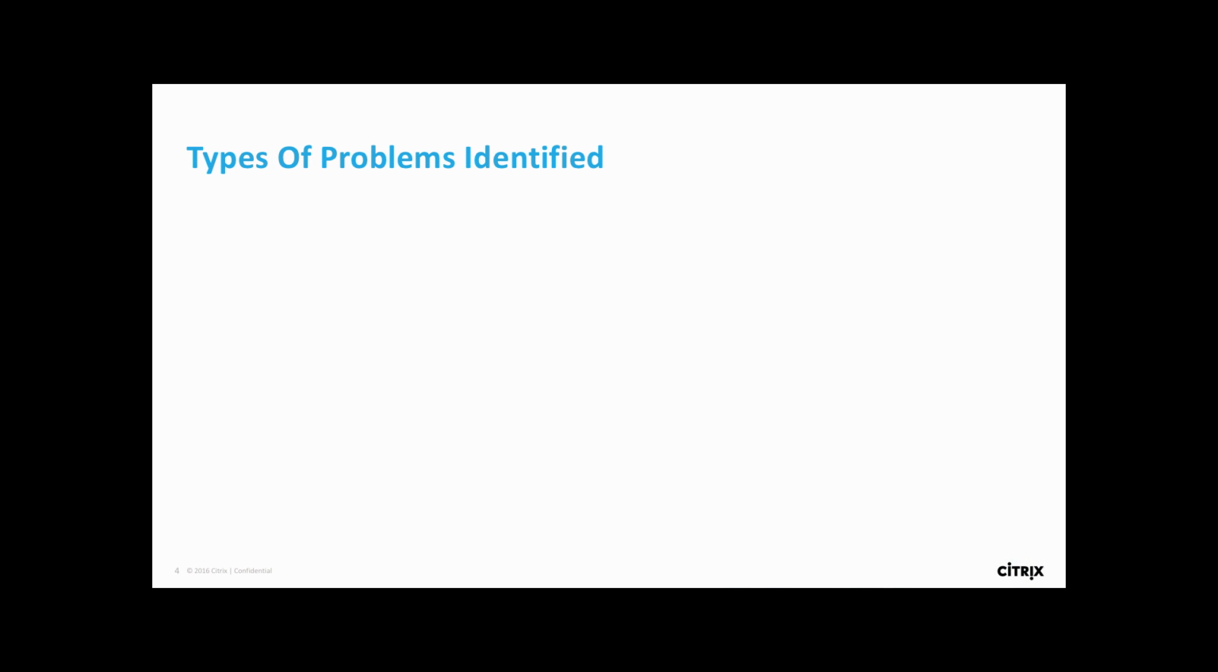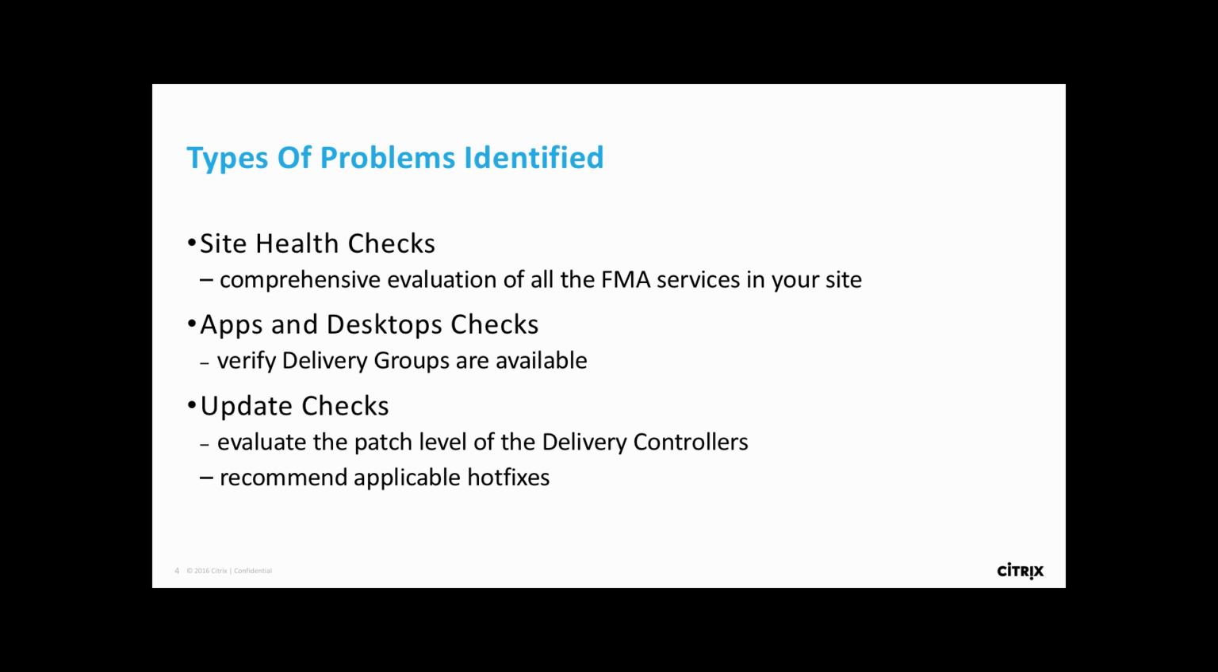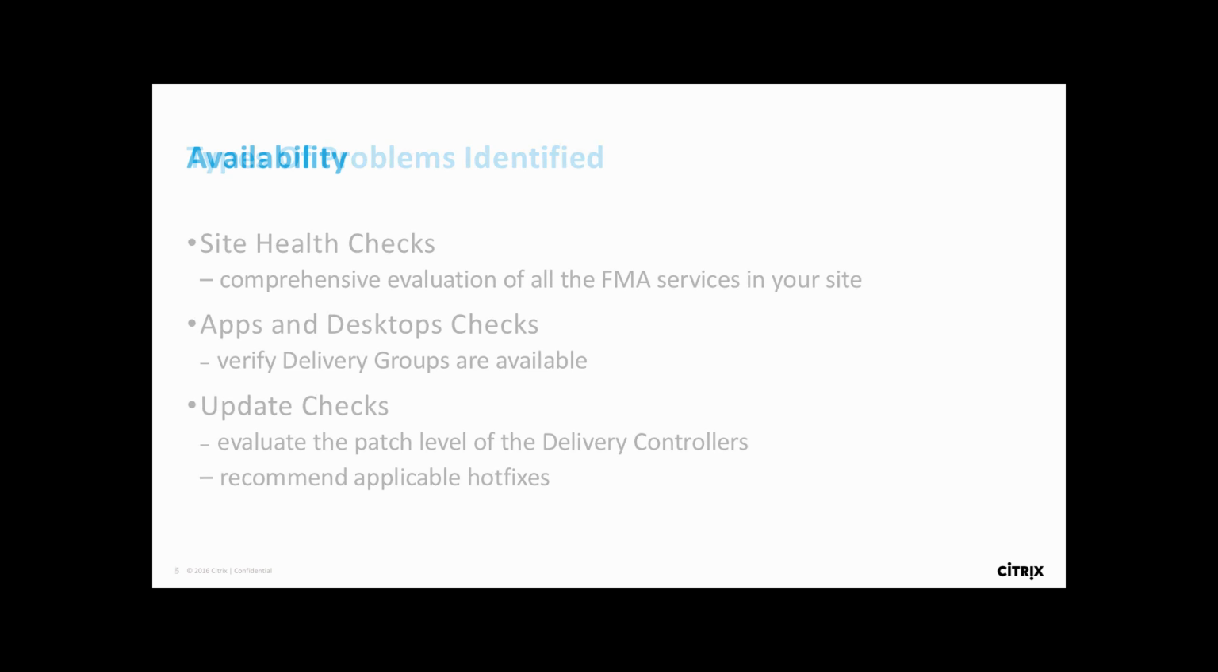There are three categories of issues Smart Check currently helps diagnose. Site health checks evaluate all your FMA services. Apps and desktop checks ensure delivery groups are available. And update checks explore patch levels and recommended hotfixes. It should be noted that many more check sets are being delivered through Smart Check by various Citrix teams, including LTSR compliance and VDA health checks. We'll continue to expand our diagnostic coverage.